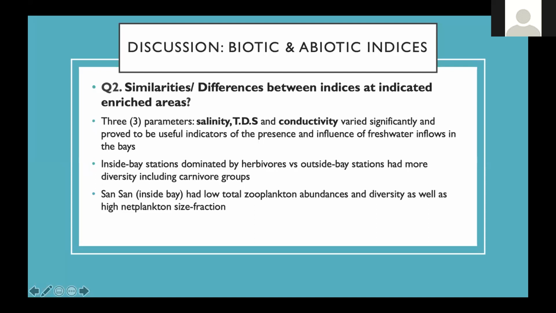And the only difference was Sansan Bay, which was an inner station that had low total zooplankton abundances as well as diversity, but also noticeably there was a high net plankton size fraction proportion, which altogether were indicative of eutrophic conditions.